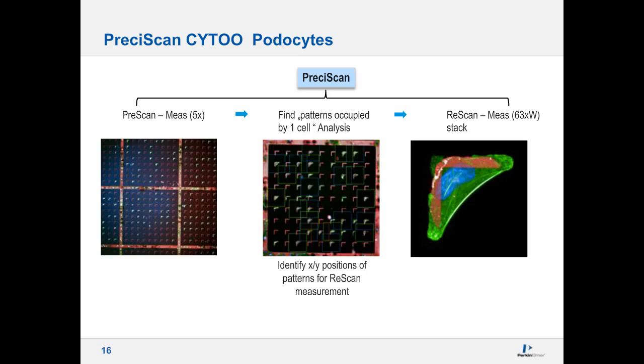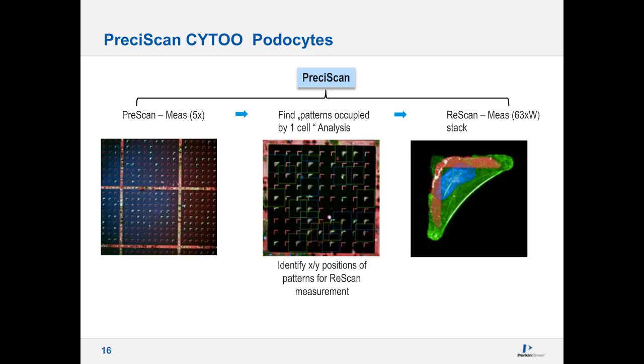But what you will do during seeding, you will seed a certain number of cells, and some of these patterns will be covered by no cell, some patterns will be covered by one cell, and some few patterns will be covered by two cells. But to really benefit from this patterning, all you're interested in are those patterns that are actually covered by a single cell.